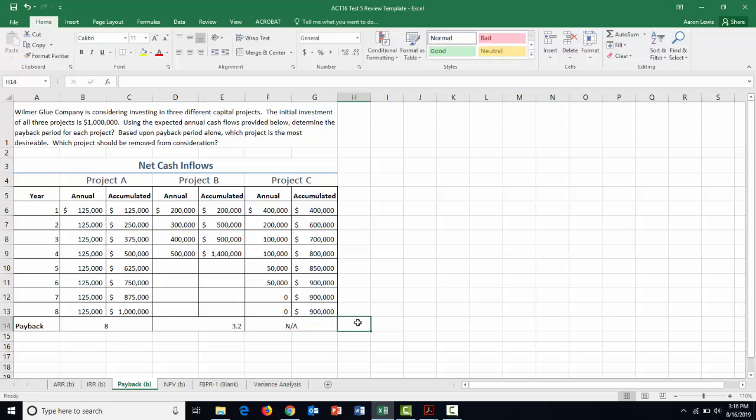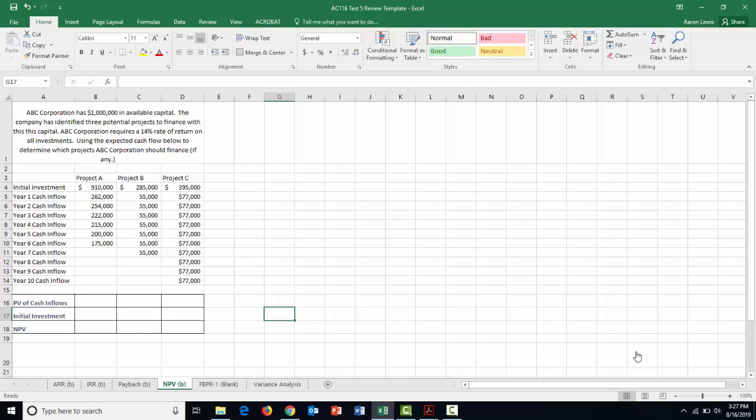So project C can just get removed from consideration because it's not going to make back what our initial investment is. No one's going to shell out $1 million to make $900,000 over the course of, in this case, 6 years. So that project, completely undesirable, should be completely removed from consideration. The project, at least by NPV or by payback, that is most desirable is project B because it only takes 3.2 years to get our money back.